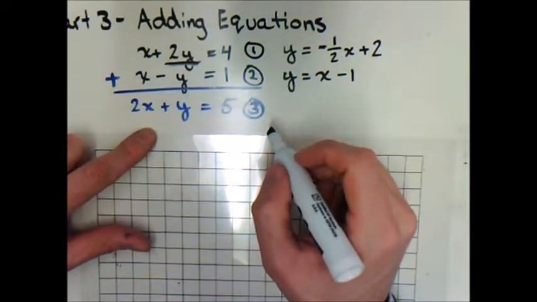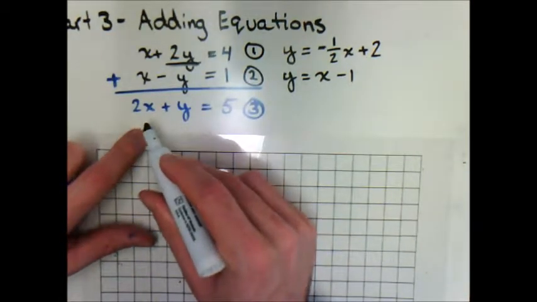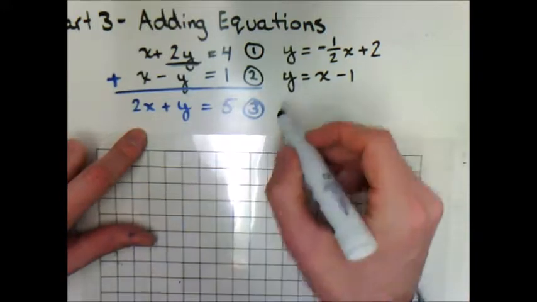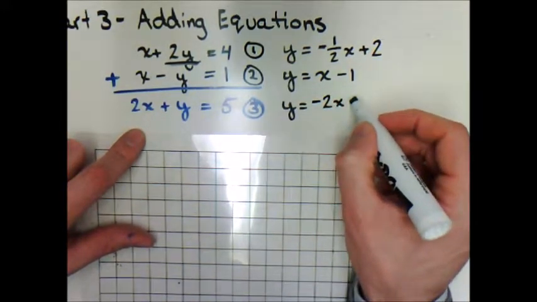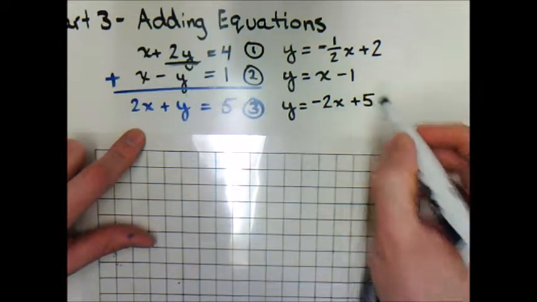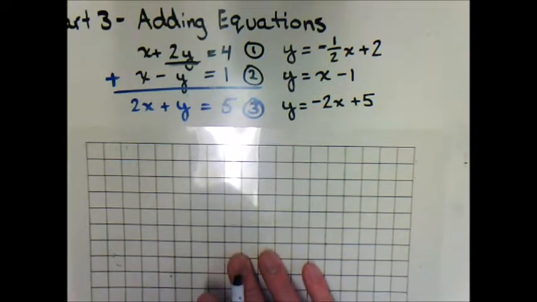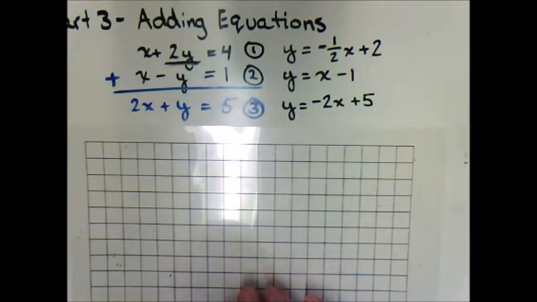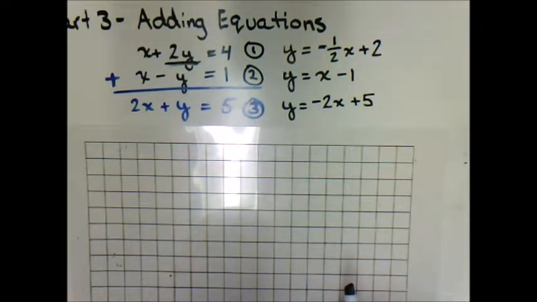Equation 3 is not in y equals mx plus b form, but it's a little bit easier to do. I'm just going to subtract 2x from both sides. I'm not subtracting 2 from x, I'm subtracting 2 x's. I want y by itself.